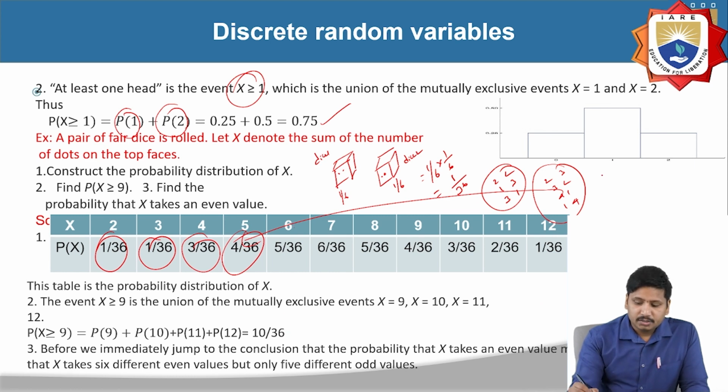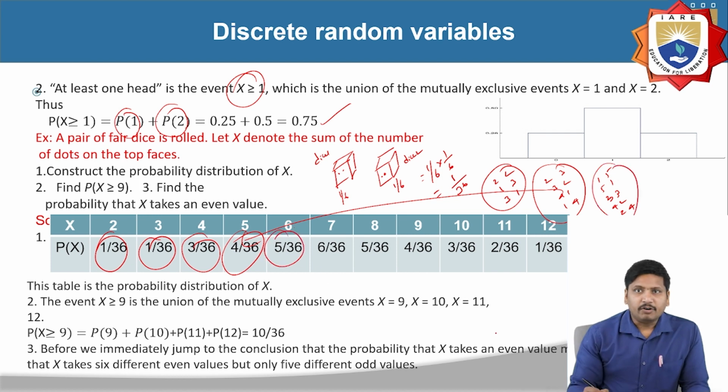Probability of getting 6, so 6 is 1 5, 5 1, 3 3, 4 2, 2 4. 5 possibilities, so 5 by 36.